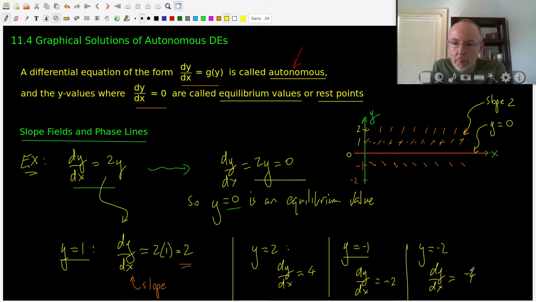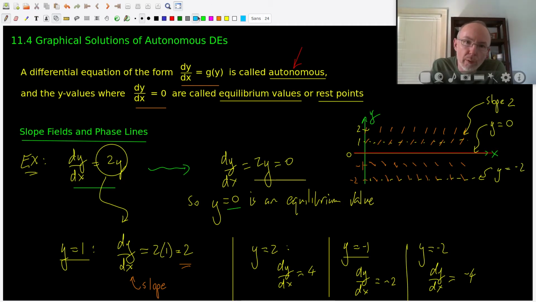You see where I'm getting these numbers from, right? I'm just plugging in the y value in there. And so now the slope is steeper and negative. So all of these, you notice I'm drawing all these little line segments along this constant value where y is 2. This is where y equals minus 2 in this case.